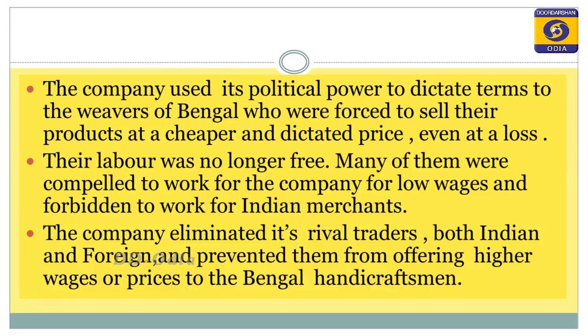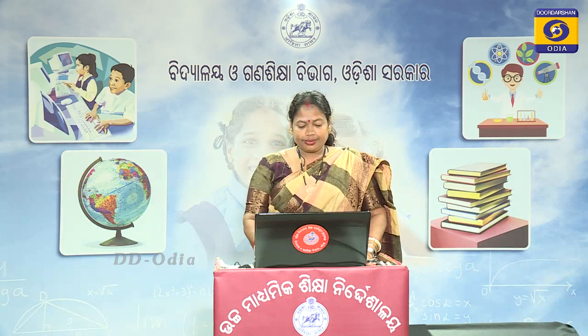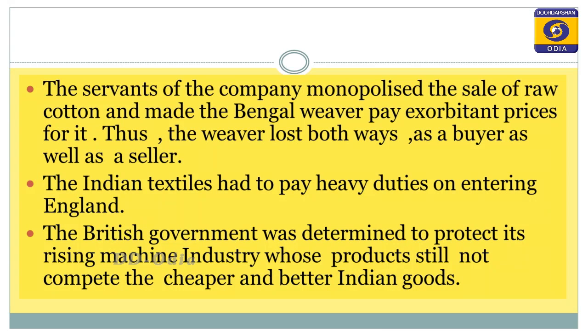The company eliminated its rival traders, both Indian and foreign, and prevented them from offering higher wages or prices to the Bengal handicraftsmen. Then the servants of the company monopolized the sale of raw cotton and made the Bengal weaver pay exorbitant prices for it. Thus, the weaver lost both ways, as a buyer as well as a seller.